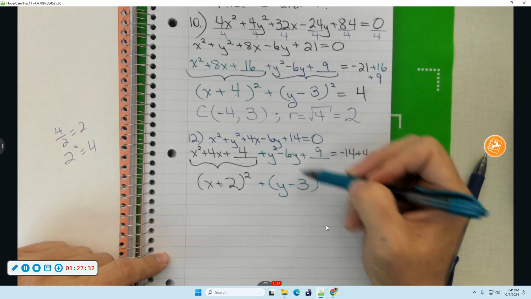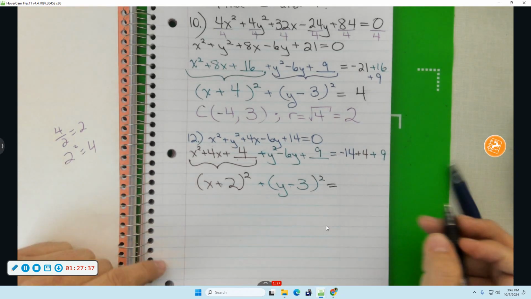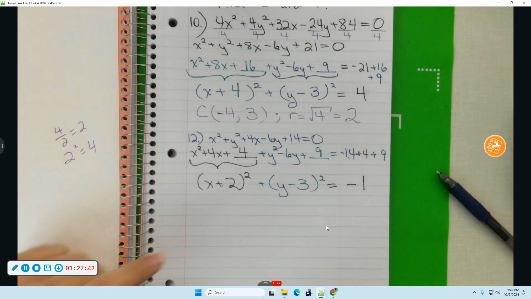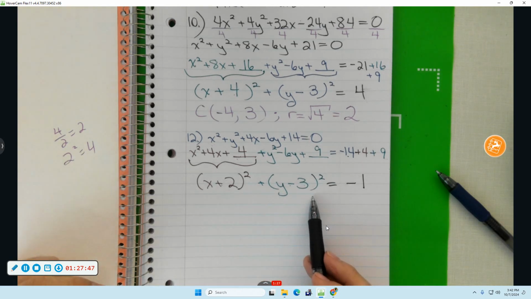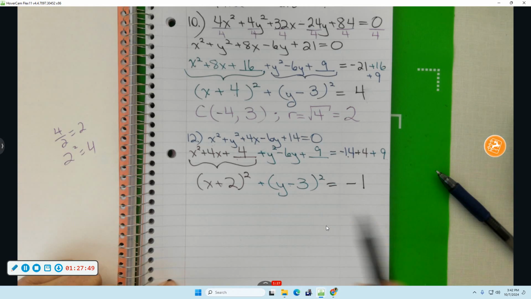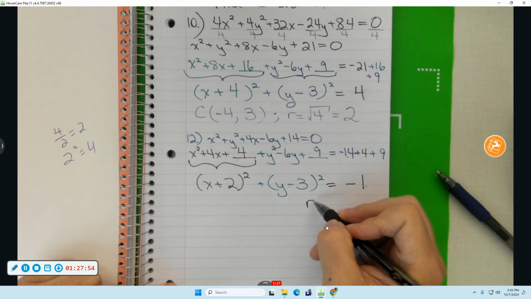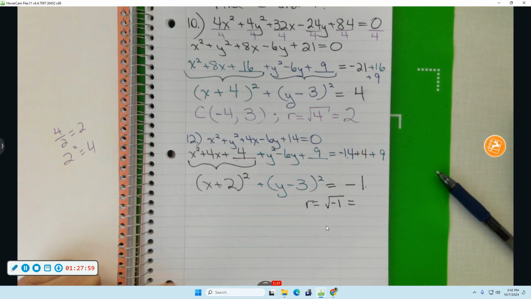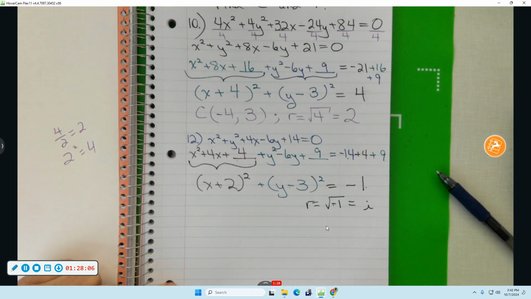Variable, sign, half of that number. What have we got on the right-hand side? That's a negative 14 plus 13 is a negative 1. I'm just going to ignore this portion right here for the time being. I'm going to try to determine my radius. You take the square root of the number on the right-hand side. The square root of negative 1, we know the square root of a negative number is imaginary.